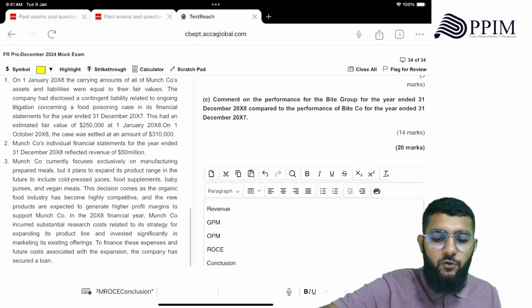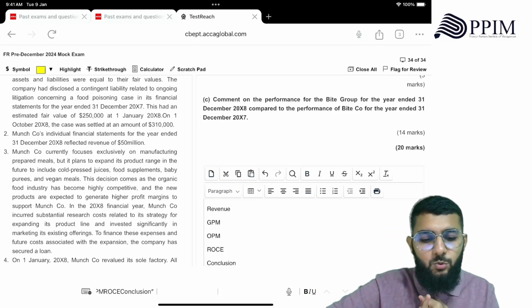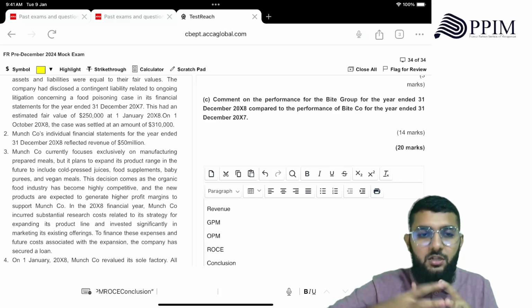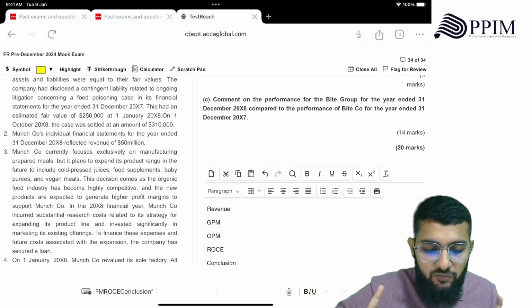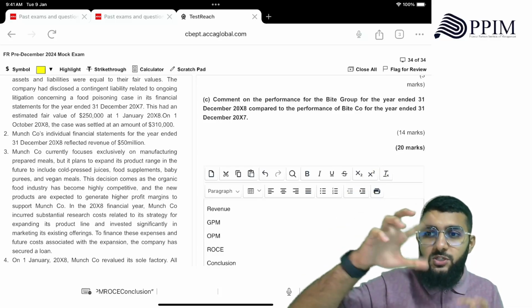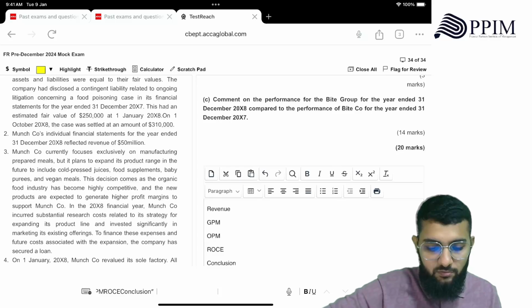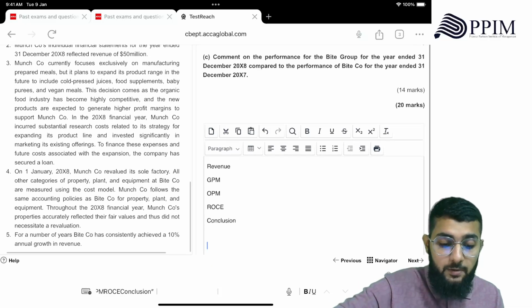Then Munchco currently focuses exclusively on manufacturing prepared meals, but it plans to expand its product range in the future to include cold pressed juices. So diversification is happening there. Potential increase in revenue, right? Then substantial research cost, meaning in future there is going to be increased revenue and increased GP margin, OP margin, right?